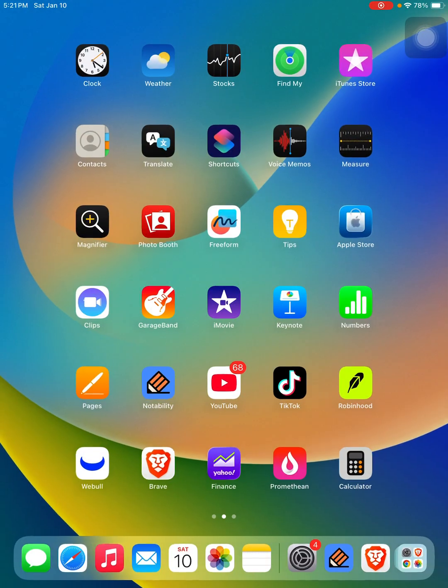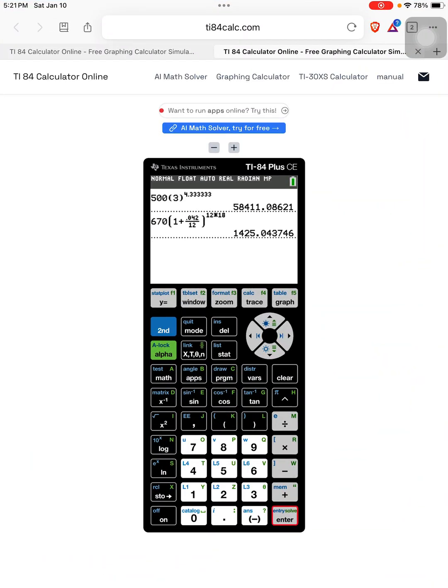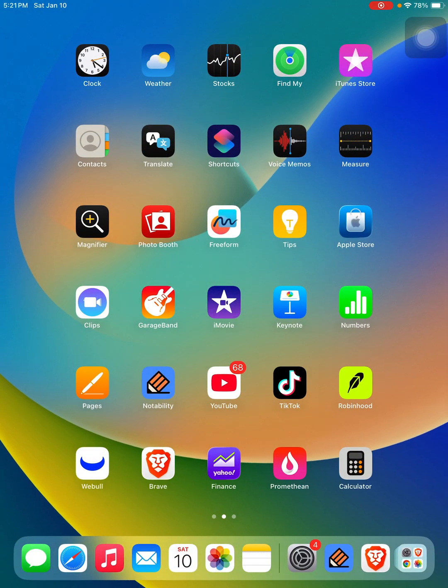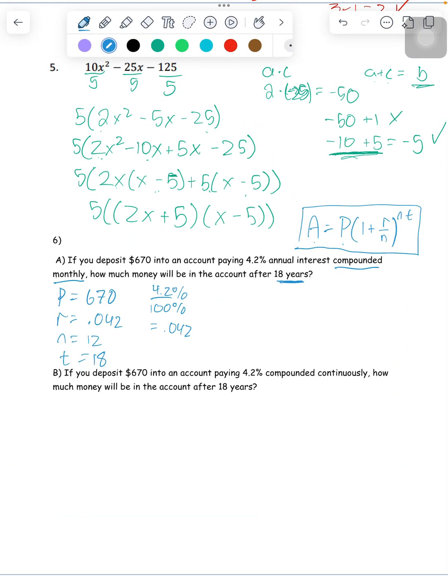All right. So let's go back. Let me look at that again. 1425.04. So my final one is, if you're on the Regents or something, or on your test, I would recommend writing this down. A equals 670 times (1 plus 0.042 over 12) to the power of 12 times 18.